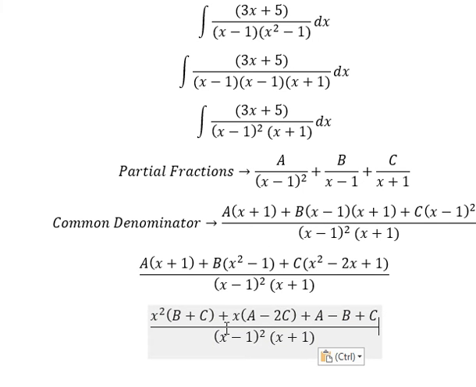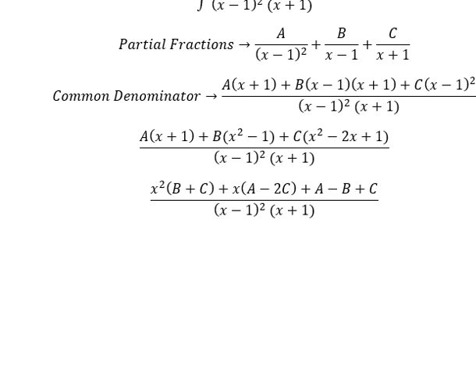Now we need to compare coefficients. For s squared, we don't have s squared in here, so b plus c equals number 0. For s, we have number 3, so a minus 2c equals number 3 in here. For the number, this one equals number 5. And now we create the system of equations.